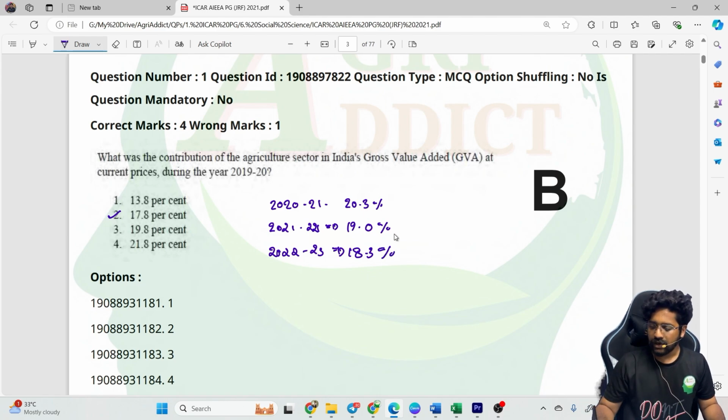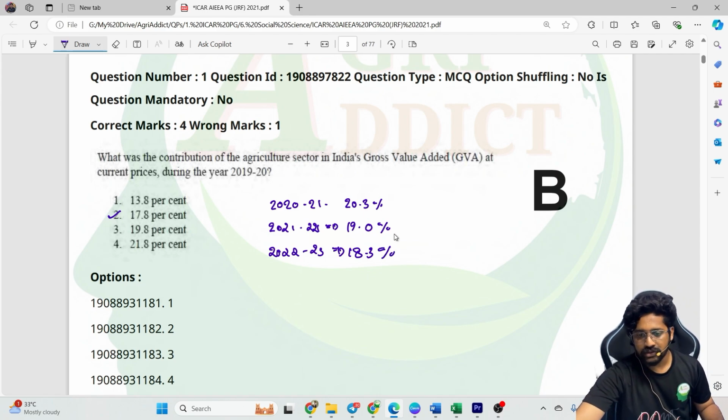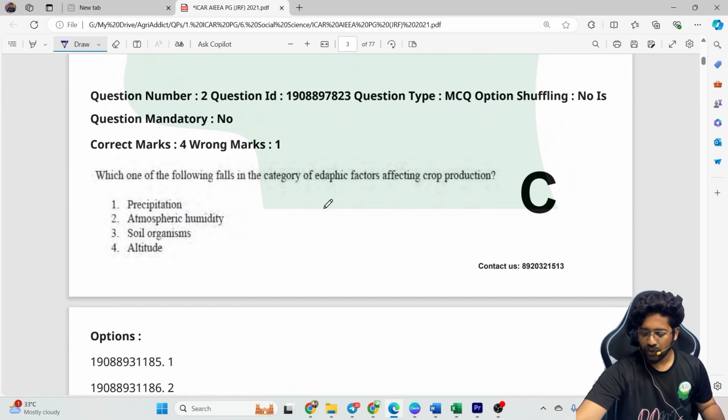So please try to update the values regarding the contribution of the agriculture sector, primary sector, secondary sector as well as tertiary sector contributions to India's gross value added, both in current prices as well as in constant prices. Okay, so the next question.